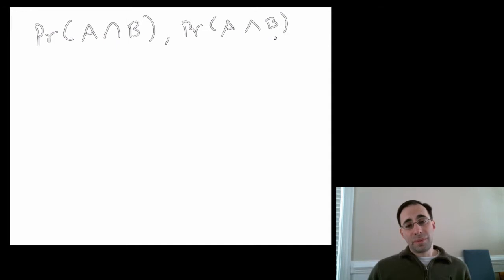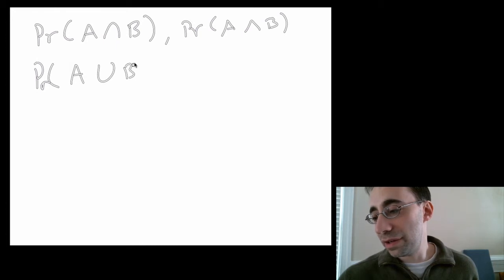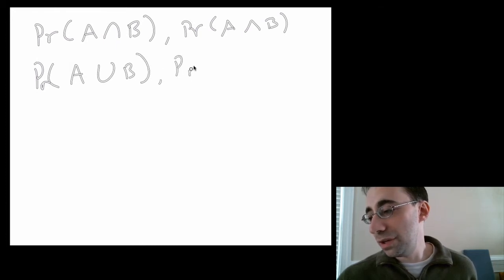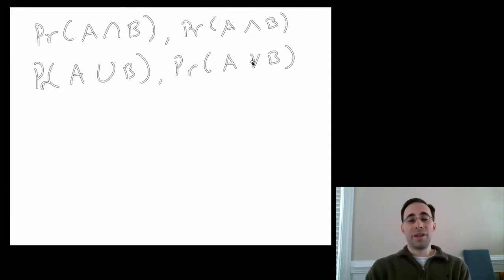The other kind of joint probability you might be interested in is the probability that one or the other event occurs. This is used with the union. This is or. These things mean or. The probability that A or B occurs. Sometimes we're interested in ands, sometimes in ors, sometimes in just plain probabilities, right?